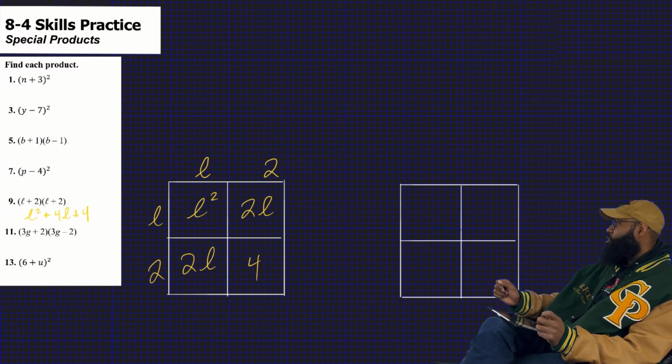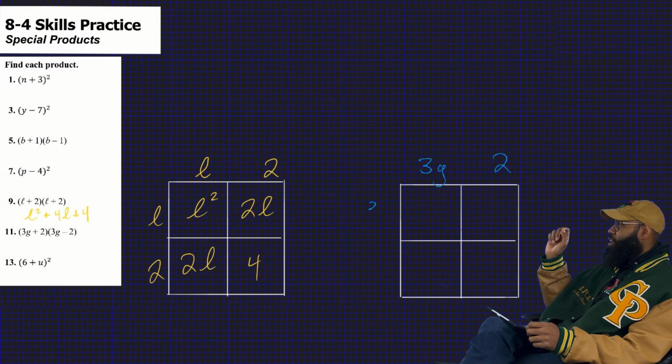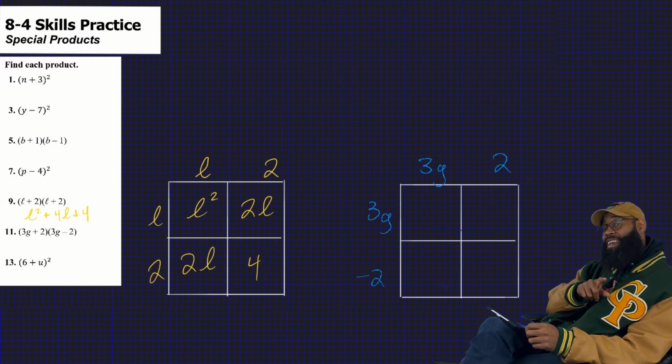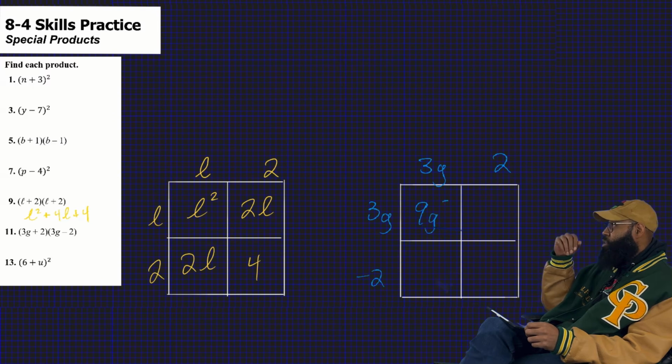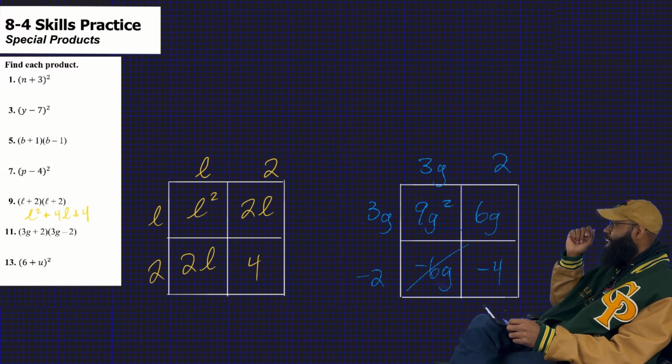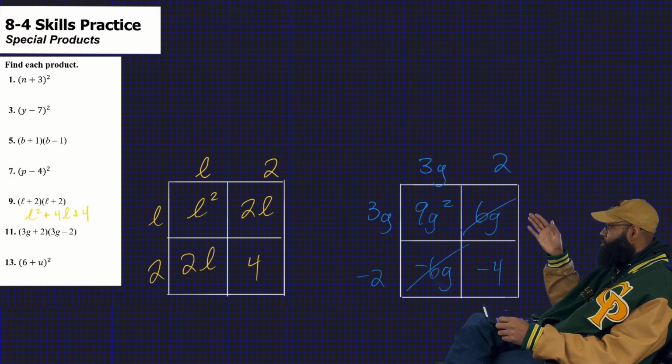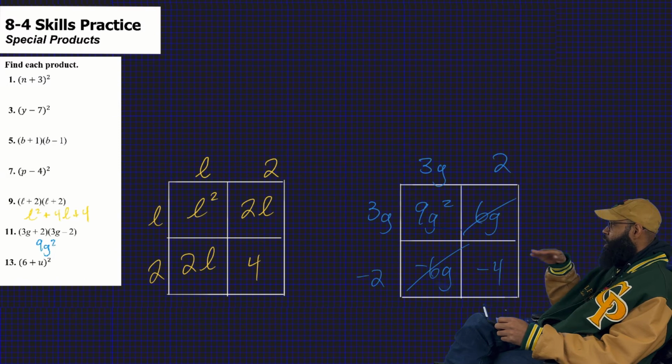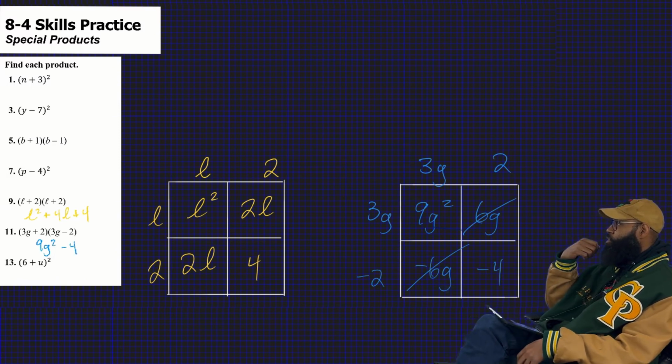For the next one, 3G and a positive 2. You see I did not put a plus sign next to the 2, but I made sure to put a minus or negative with the -2. And again, guys, as you know, sometimes we go a little faster because we got a lot to do. So your middle terms here are going to cancel because a positive 6G and a negative 6G eliminate each other. So leaving you with 9G squared minus 4.